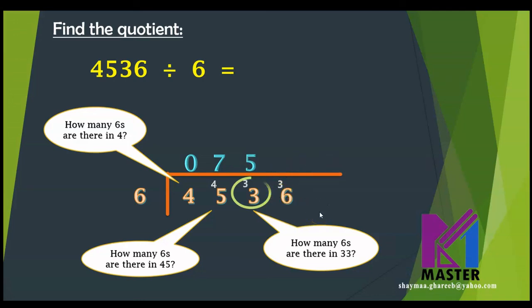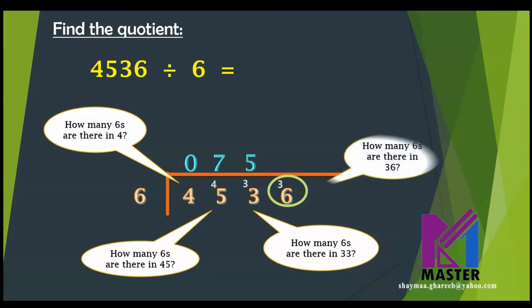Now I will move to the next digit. 36 divided by 6. How many 6s are there in the 36? Of course, 6 6s. So the final answer will be 756.